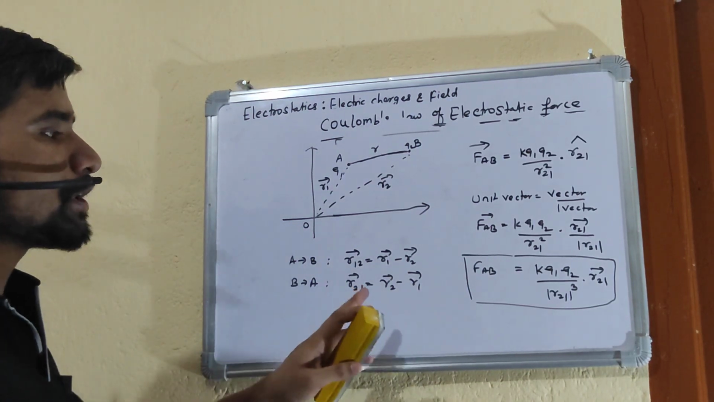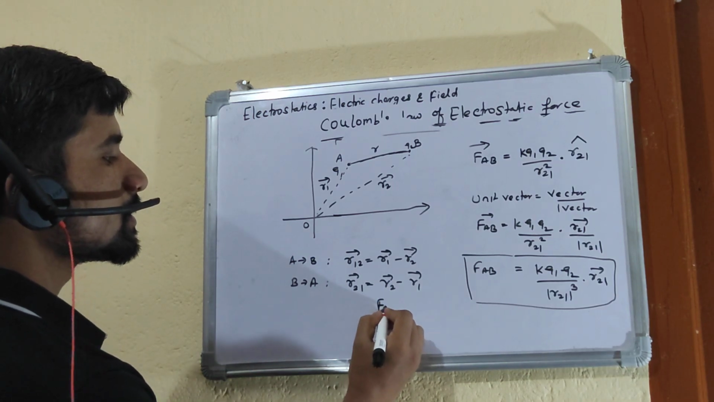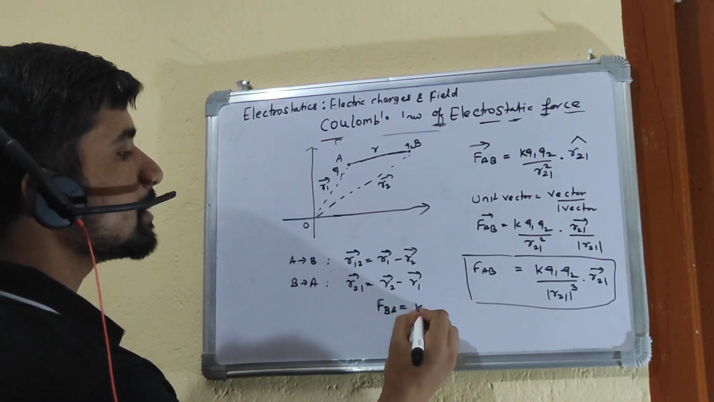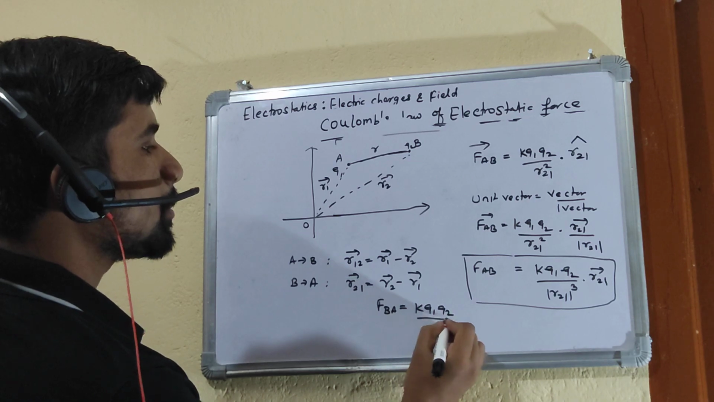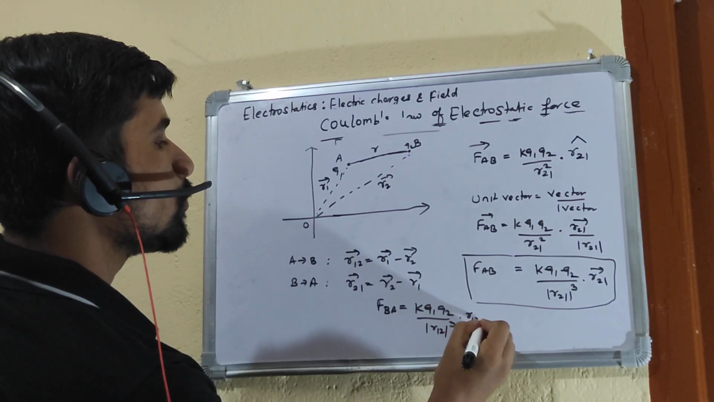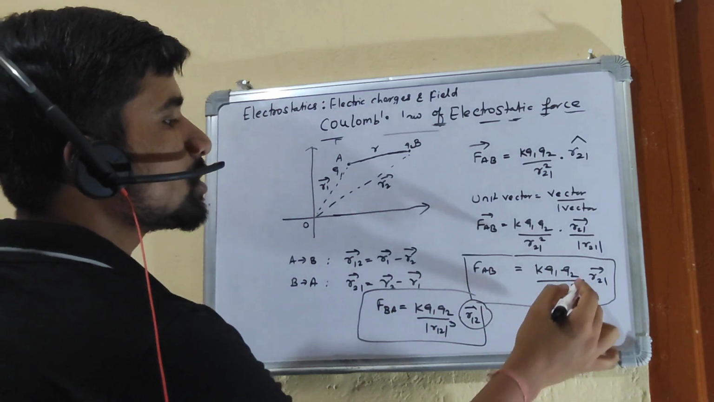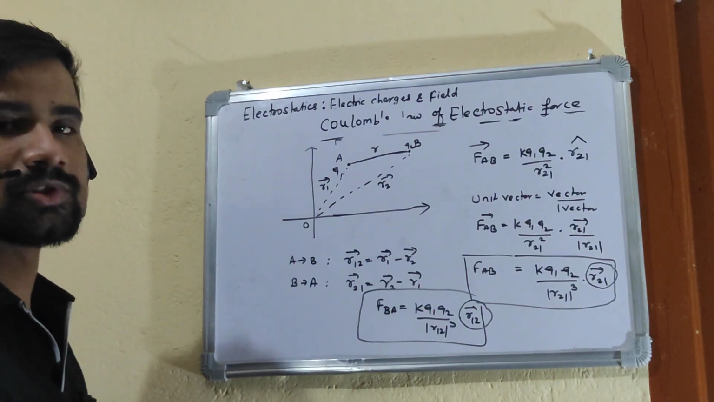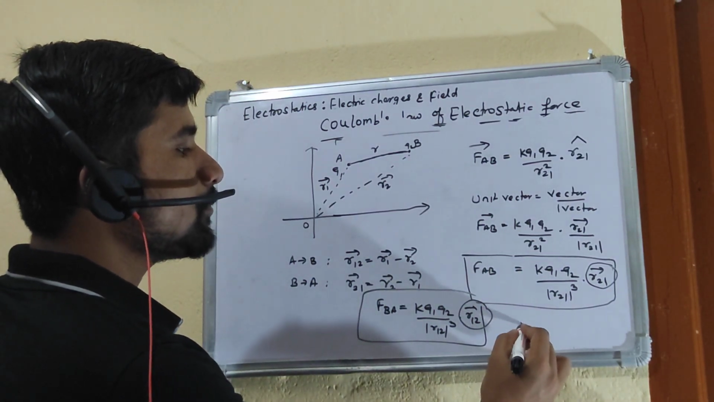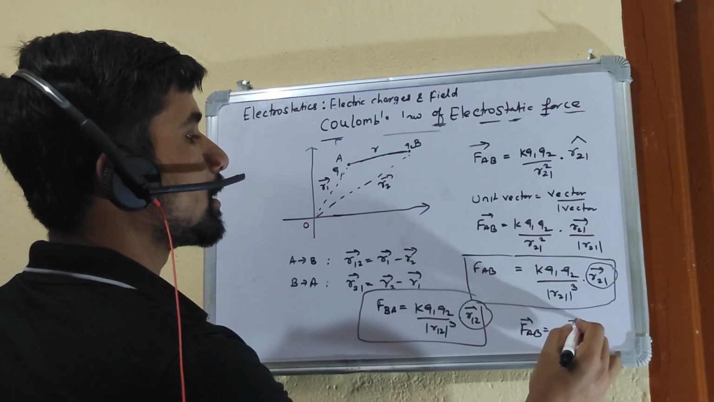Similarly, if I talk about the force on B due to A, what will change? It will be again the same, k q1 q2 by, let's say, r12 cube, into r12 vector. Now what is the difference here? This is the r12 position vector, this is the r21 position vector, and both are opposite of each other, and hence F of AB vector is the negative of F of BA vector, right?